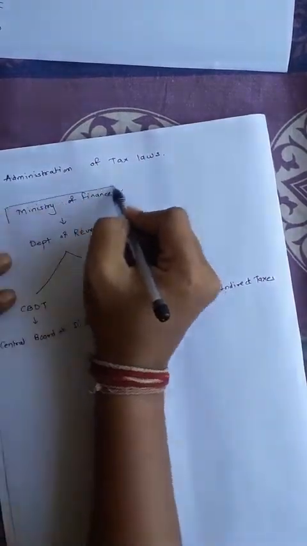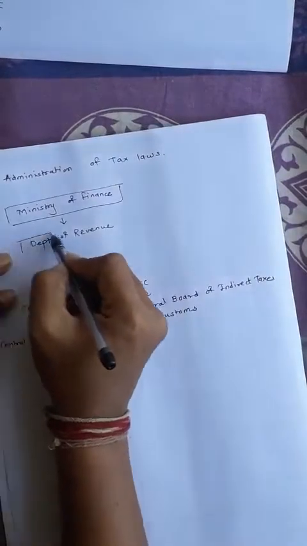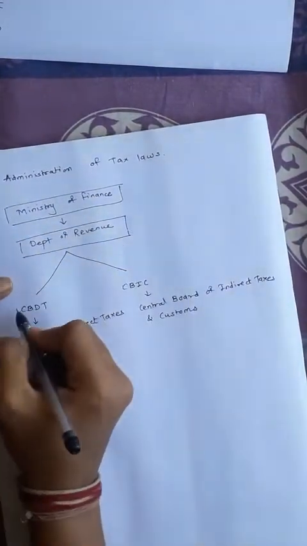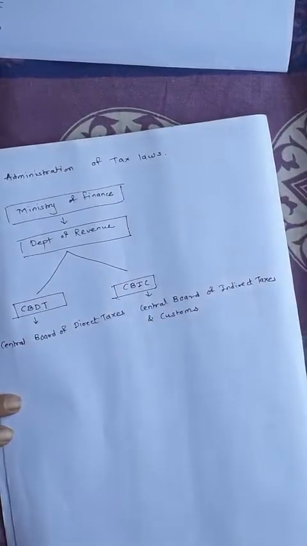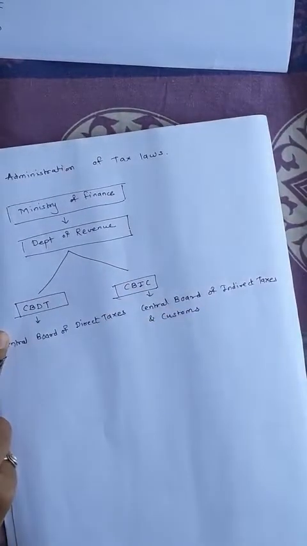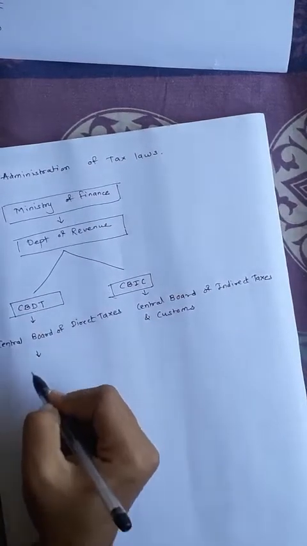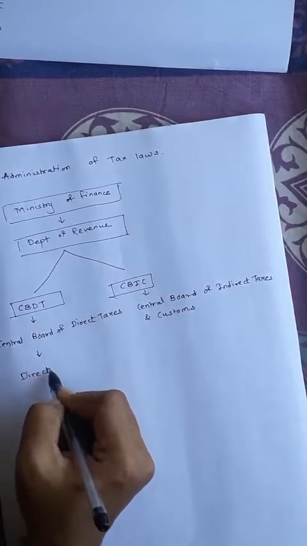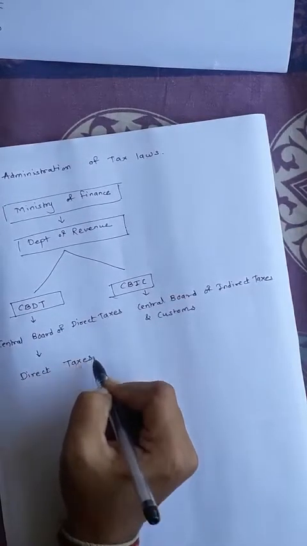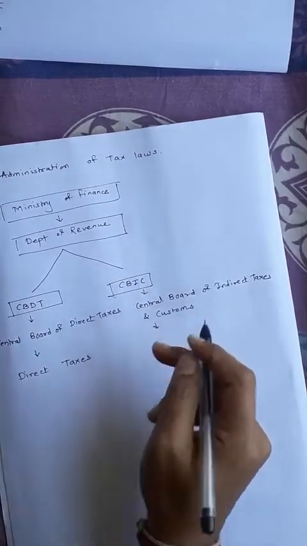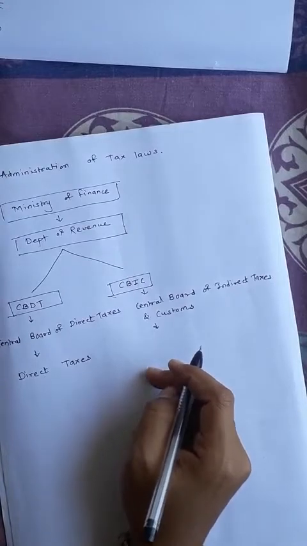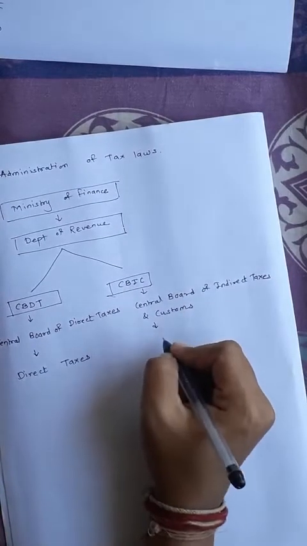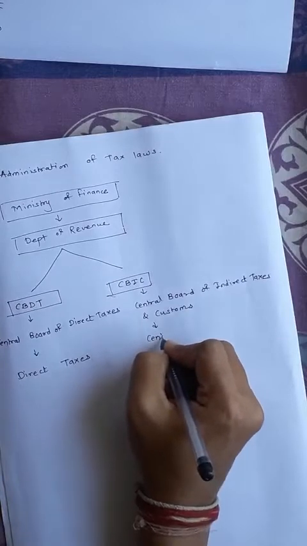This is the administrative hierarchy of tax laws. The first is Ministry of Finance, the next is Department of Revenue, the third one is CBDT and CBIC. CBDT deals with levy and collection of all direct taxes. So you can remember that CBDT collects and it is related to direct taxes, whereas CBIC handles the matters relating to levy and collection of central indirect tax.